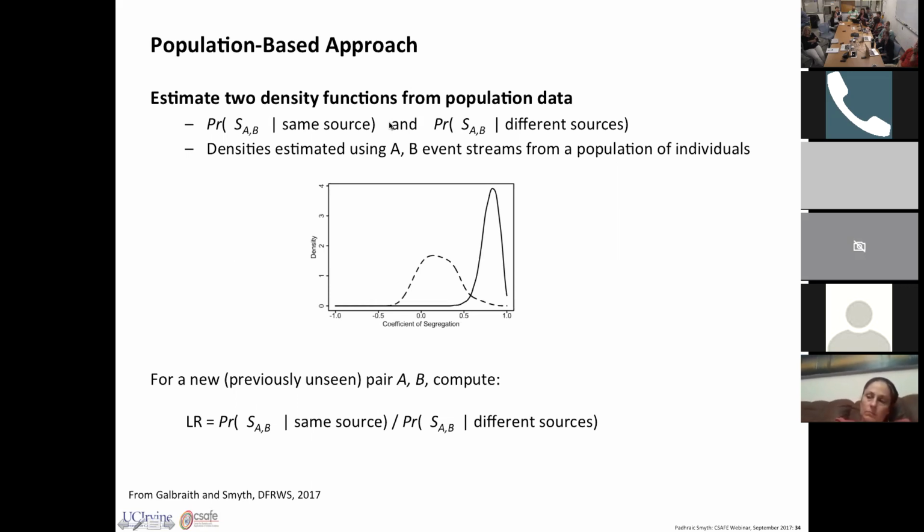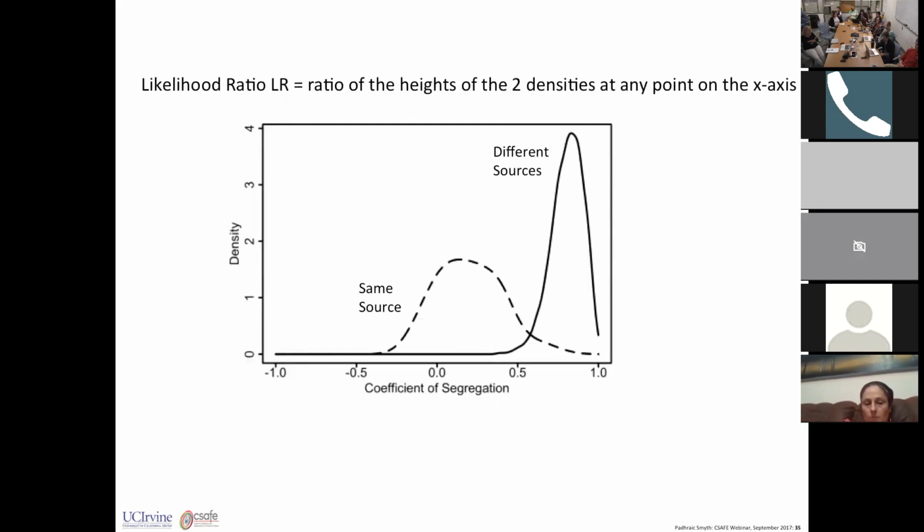So with our student data, we have on the order of 100 students that we can use. We know we have pairs that are the same source. We have lots of pairs that are different sources. So we can use those to generate empirical distributions of these scores. So for example, here's one for the coefficient of segregation. And I'll explain in a minute, but we're going to get two different distributions, one under each hypothesis. And then we can take perhaps a new previously unseen pair and compute its likelihood ratio under these two hypotheses.